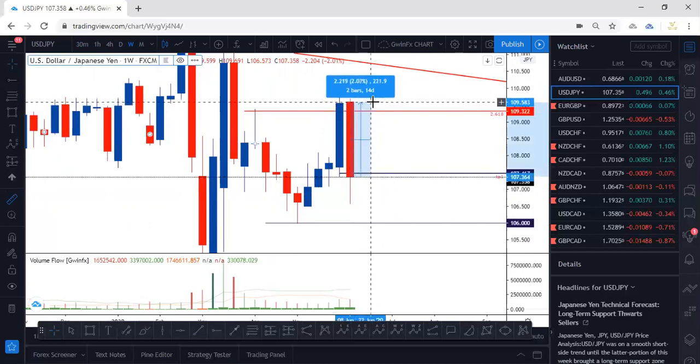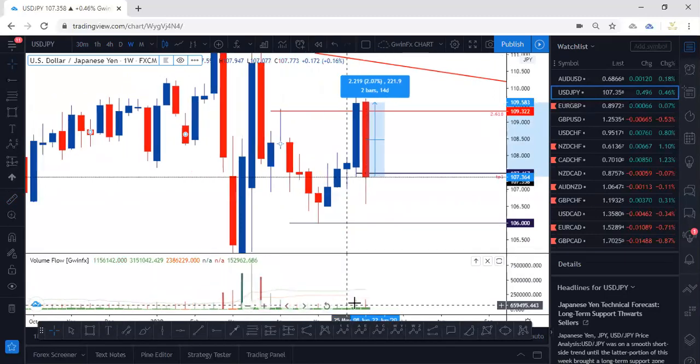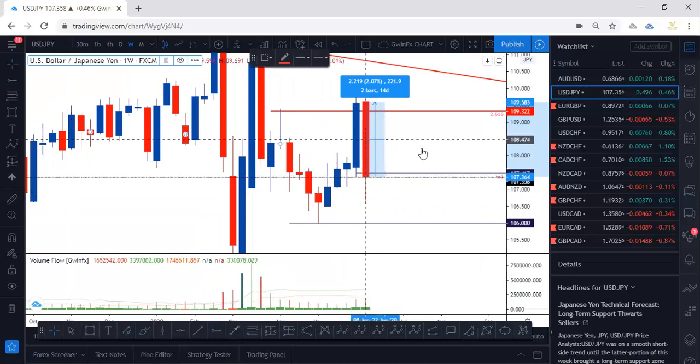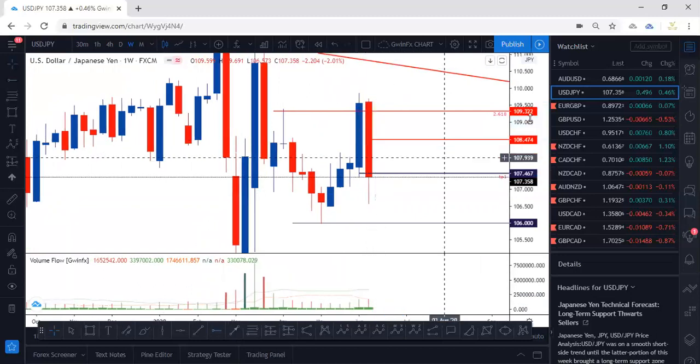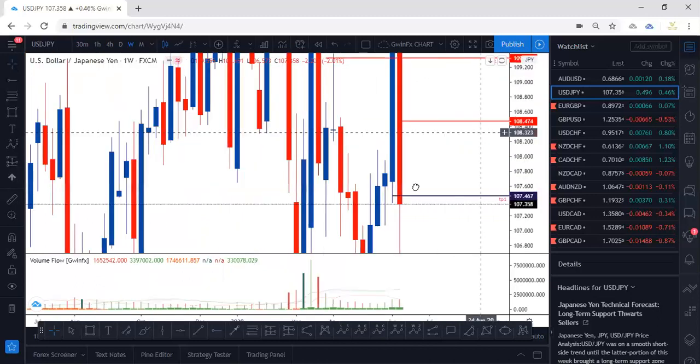Okay, we have this big bearish candle, and we can see the volume starting to increase. Okay, bigger than the previous bullish volume. So we will look to get involved here. Okay, so we need some push.